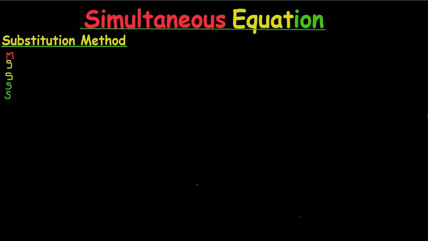Now today we will continue with simultaneous equations, where we will use the substitution method. And I came up with something to help you remember how to use the substitution method. This is what I call the MSSSS method. The MSSSS method. So let's not wait further.